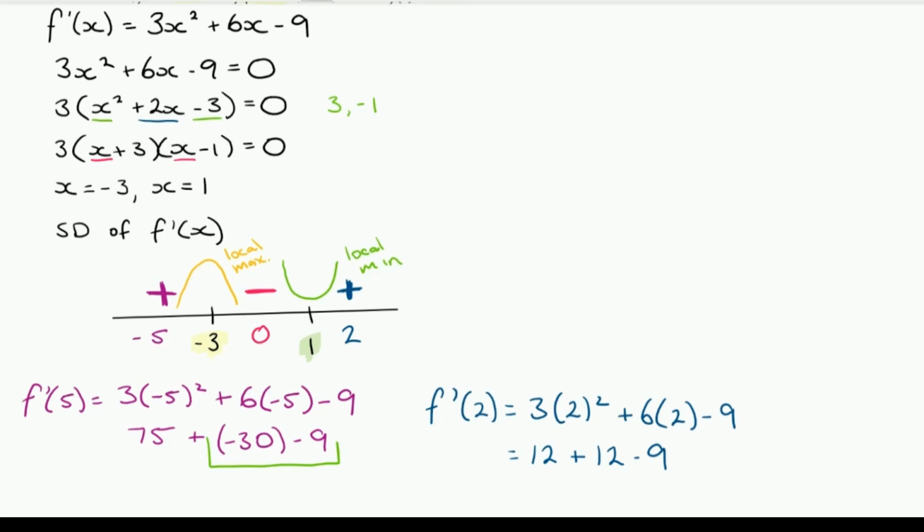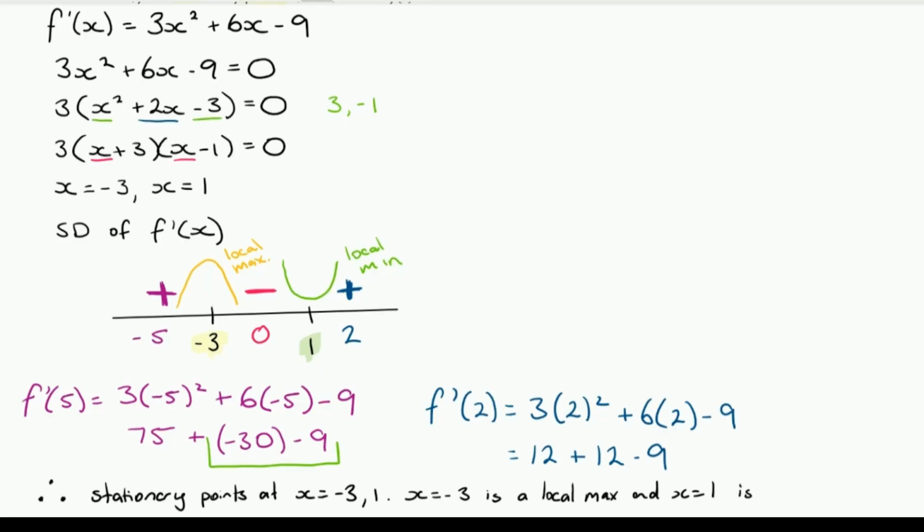Okay, so I can say that therefore we have stationary points at x equal to minus 3 and 1, and we can see that x equal to minus 3 is a local maximum, and x equal to 1 is a local minimum. Oops, that's not how you spell local.